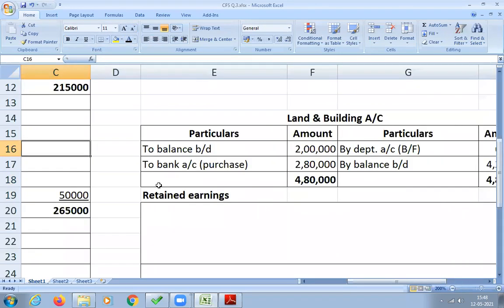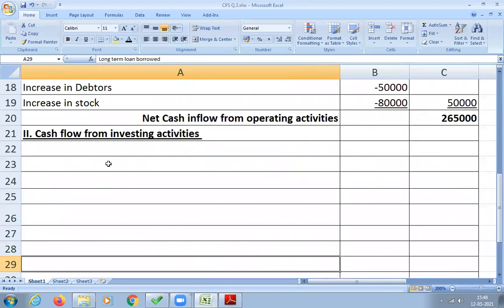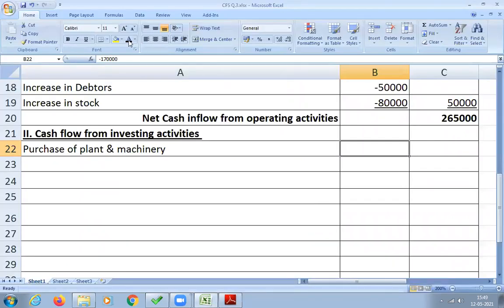So write down now. Come to the cash flow statement, investing activities. Write down: purchase of plant and machinery. How much do we get? It is given directly here. 1,70,000, and 1,30,000. Why am I writing a negative answer? Minus 1,30,000. Cash outflow, sir. Yes, when I am purchasing, cash is going out. So when cash goes out, it is minus.